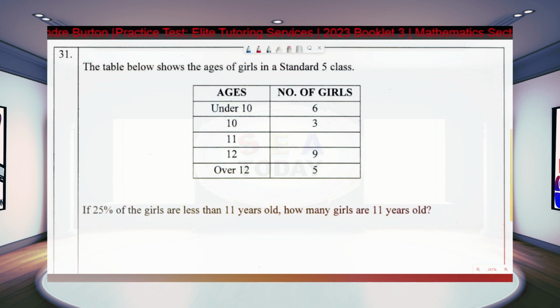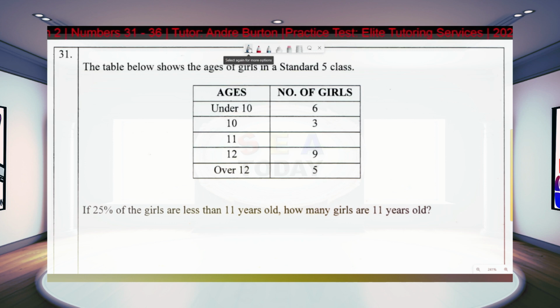The table below shows the ages of girls in a standard 5 class. So we see ages on the left, number of girls on the right, and there are 6 girls under 10, 3 girls who are 10. We don't have a number for the amount of girls who are 11. 9 girls are 12, and 5 girls are over 12. If 25% of the girls are less than 11 years old, how many girls are 11 years old?